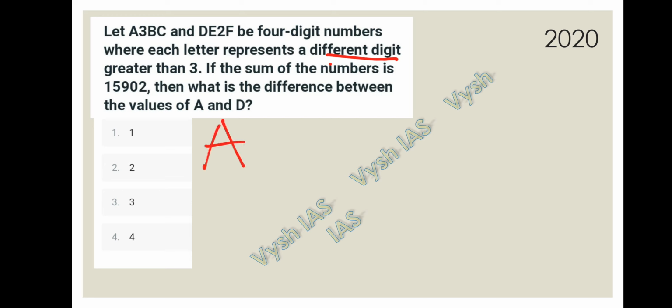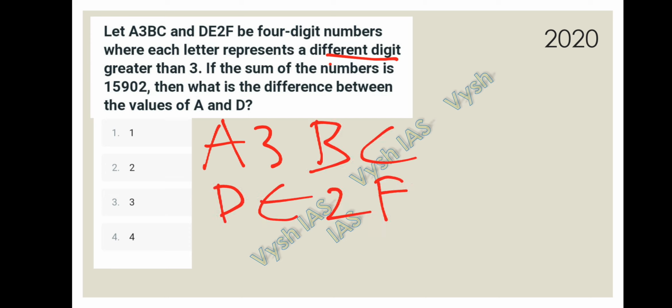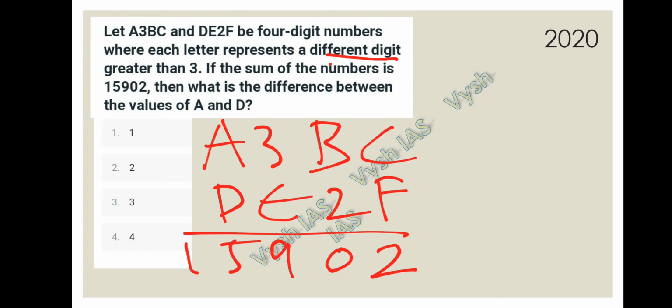So let's write the sum. A3BC, DE2F. The sum will become 15902. So they are asking what is the difference between the A and D values. So if we take values more than 3, that is 4, 5, 6, 7, 8 and 9, these many values can be possible in the place of A, D, B, C, E, F. Okay, let's see which values will get satisfied.